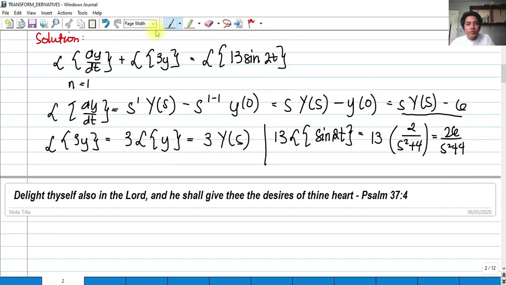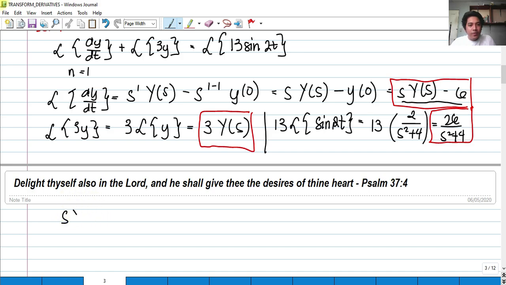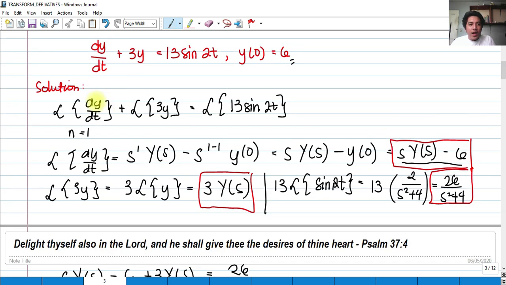And what are we going to do? Let me just box the Laplace transform of each term. What we are going to do is simply substitute the values. Rewrite: the Laplace transform of dy over dt is s y of s minus 6, plus 3y of s, and that is equivalent to 26 over s squared plus 4. So we have gotten the Laplace transform of this whole differential equation.